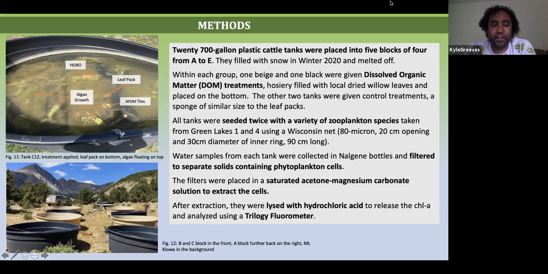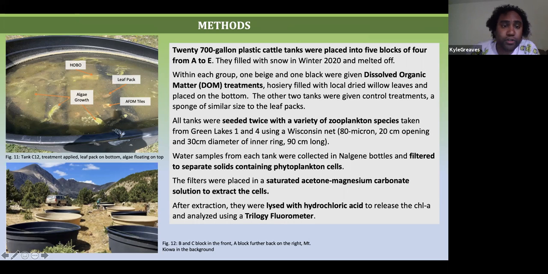Top left, we treated half of them within a group with a leaf pack. In that leaf pack, it's basically dried willow leaves from the local area stuffed inside of a hosiery that is meant to leach dissolved organic matter, which then becomes dissolved organic carbon. So we're looking at if the tanks with these leaf packs have increased or decreased levels of chlorate.